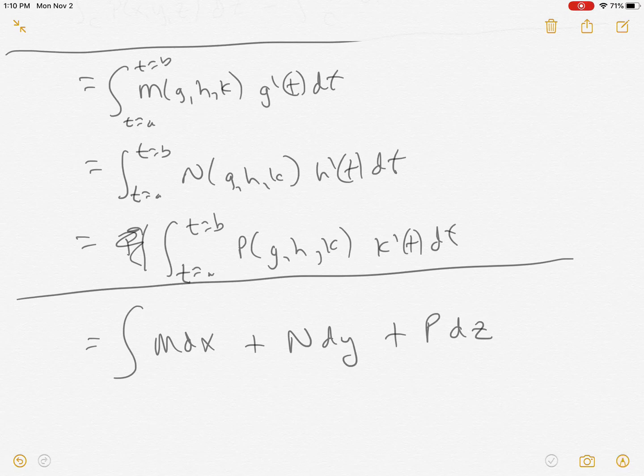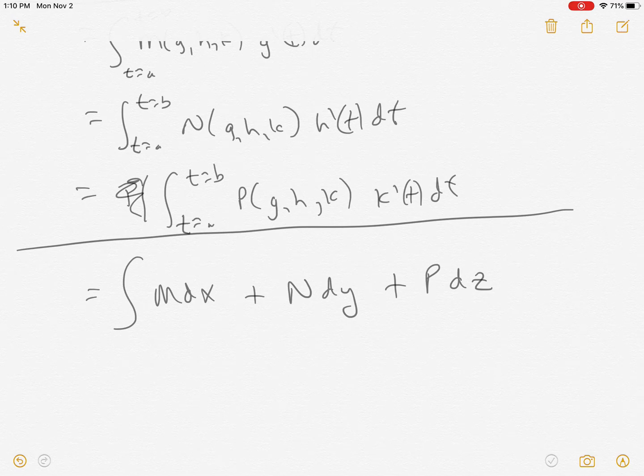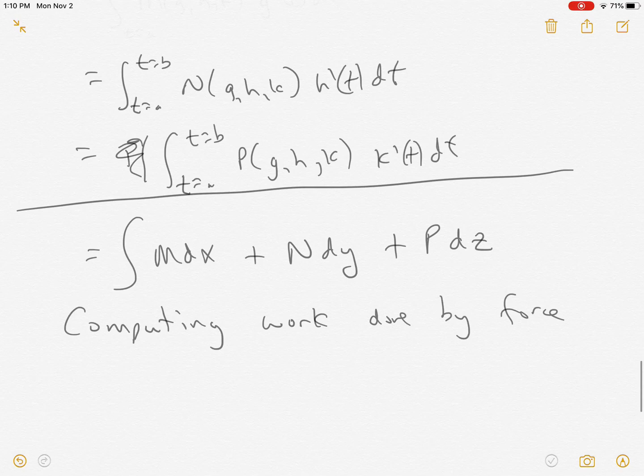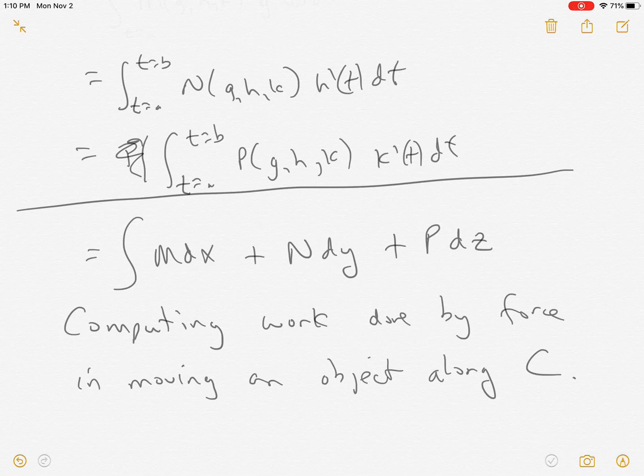And really what we're doing here is computing work. Right? That's why it's directional. We're computing work done by the force, this vector field, moving an object along C, like gravity, electricity, water. Okay.